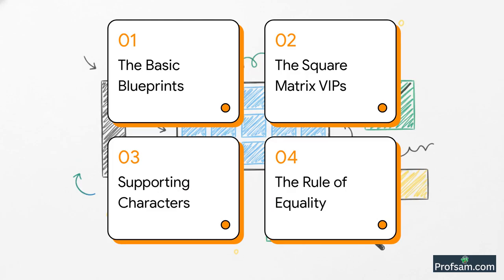So, here's our game plan. First, we'll cover the basic designs, the blueprints. Then, we'll get into the VIP section and meet some very special square matrices. After that, a quick look at the supporting characters, and finally, we'll learn the most important rule of all. When are two matrices exactly the same?